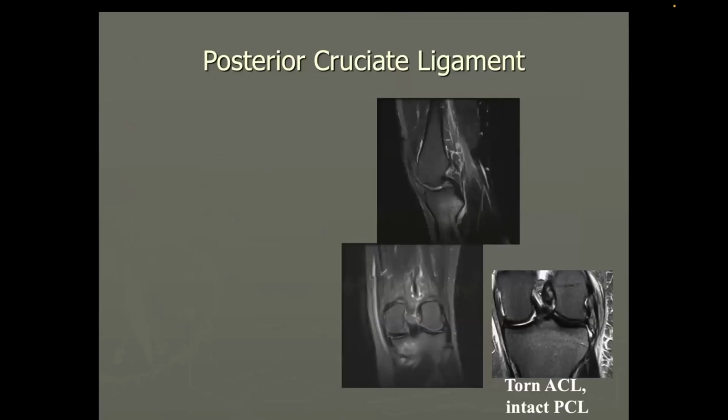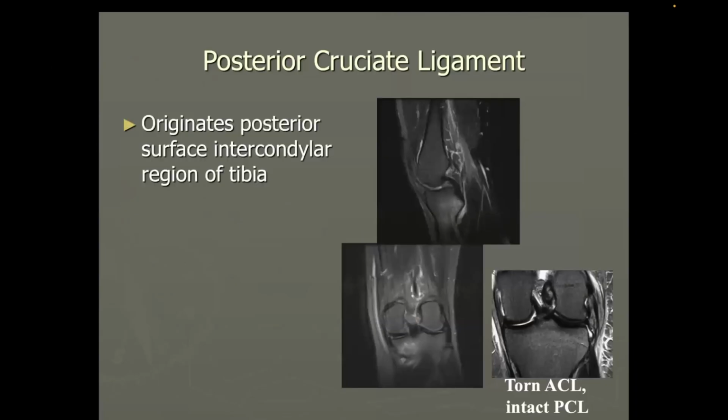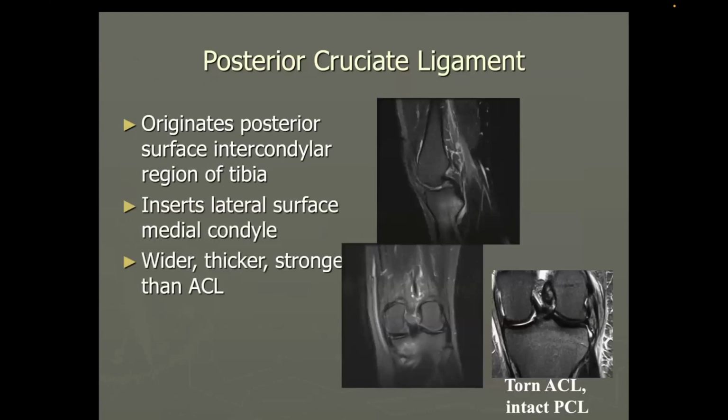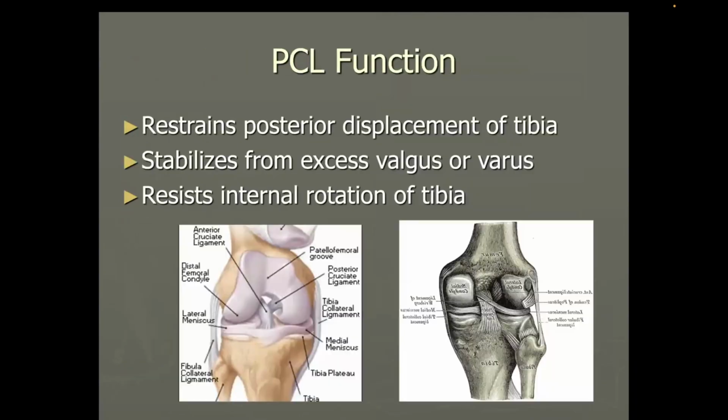What about the PCL? Moving on. It originates at the posterior surface of the intercondylar region of the tibia. It inserts on the medial femoral condyle. It's usually wider, thicker, and stronger. It's got uniformly low signal intensity. It forms a smooth arc.